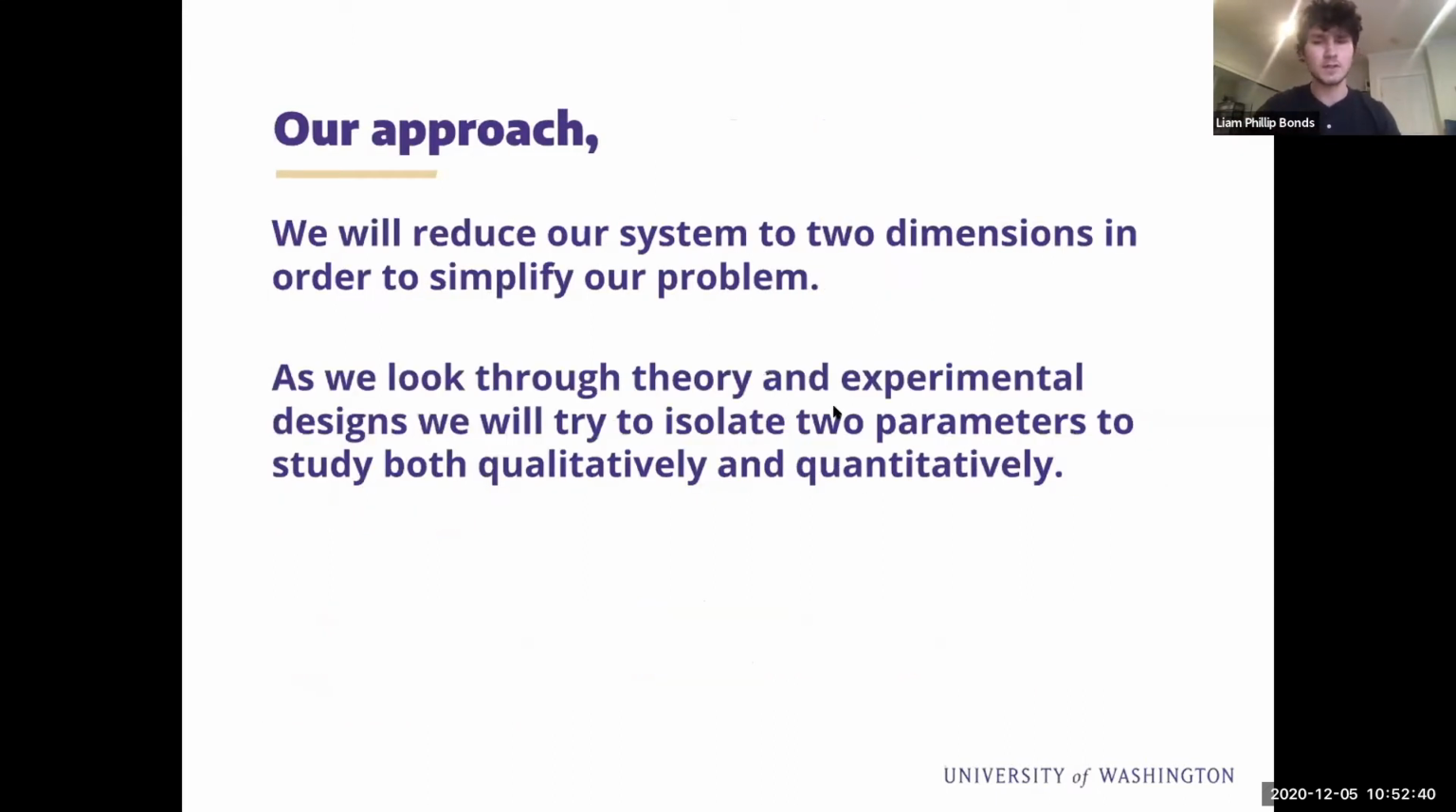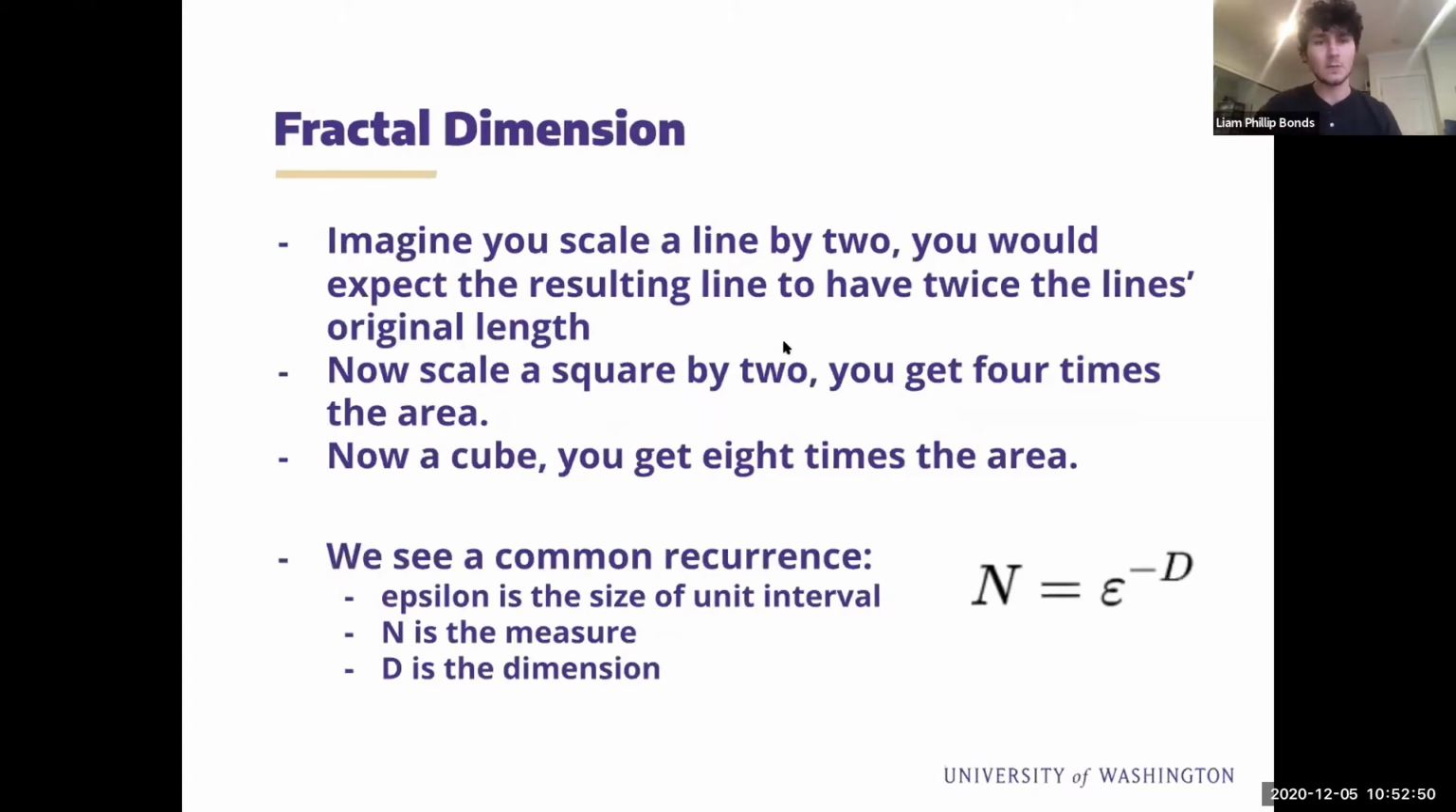And so our approach is going to be to reduce our system into 2 dimensions to simplify the problem. And then we're going to look for 2 specific parameters to study both qualitatively and quantitatively. So firstly, we're going to do kind of a quick introduction to fractal dimension. Basically, you have measure, and for a line, if you scale that measure, you expect the scale to have an exponent of 1, because that's the dimension it's in.